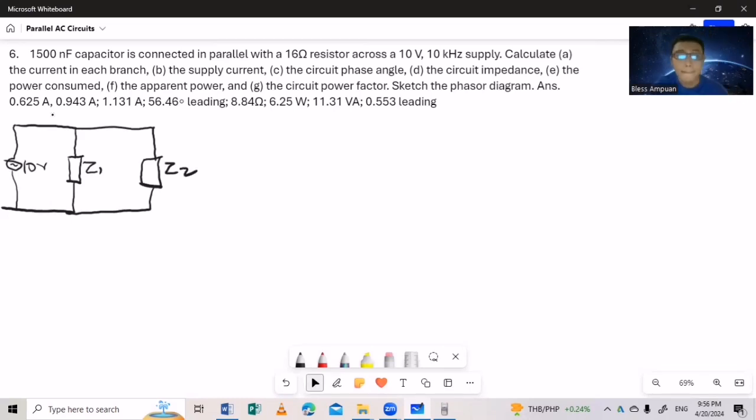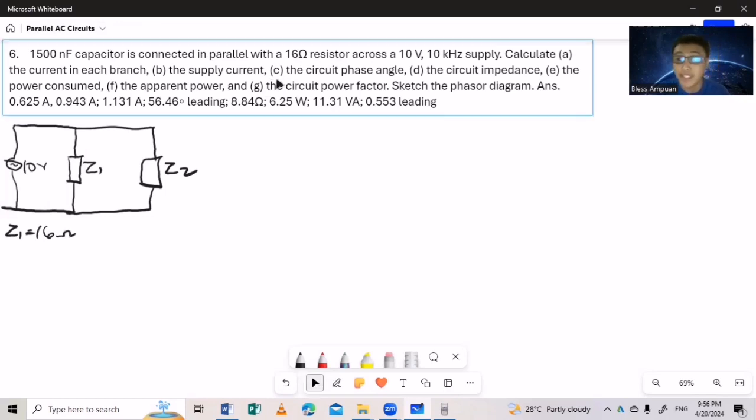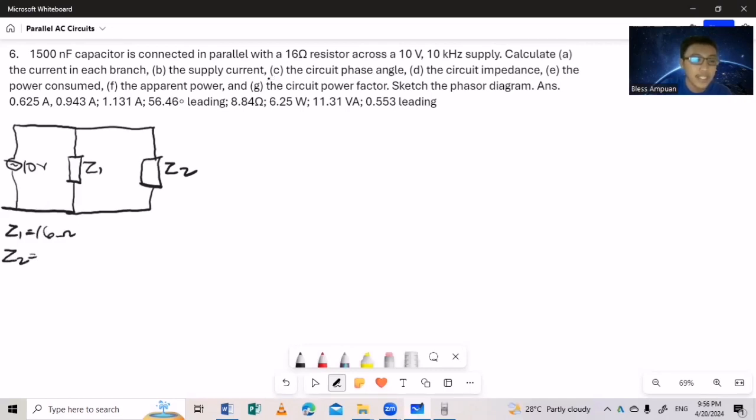Okay, so now our Z sub 2 is our capacitor, and our Z sub 1 is our pure resistive branch. So let's say this branch is purely resistive. Okay, so this is a 16 ohm. Again, since it's pure resistive, we are dealing with a rectangular component. And Z sub 2, since this is a capacitor, should be negative X sub C J.